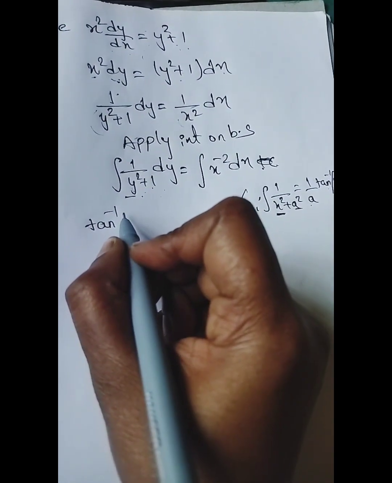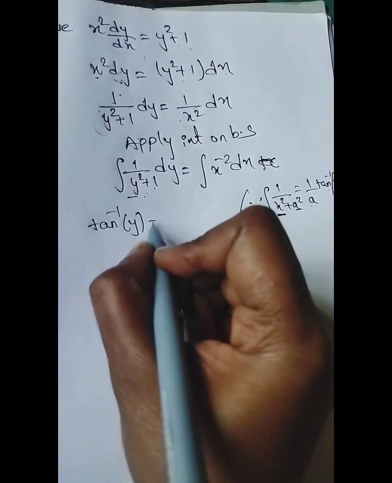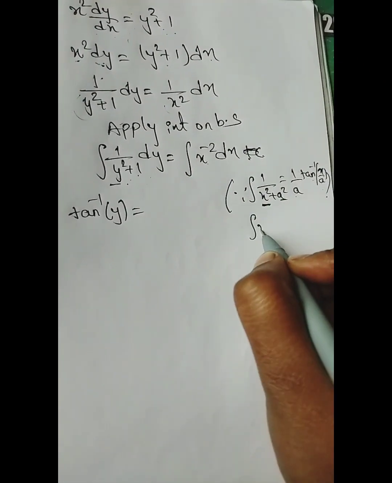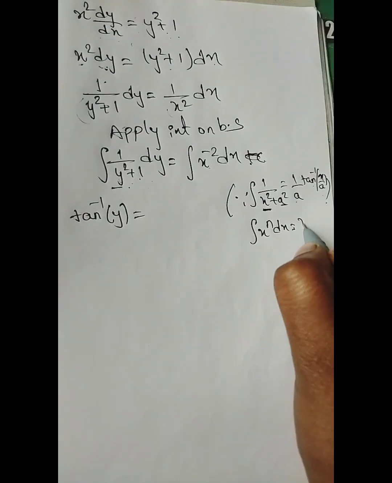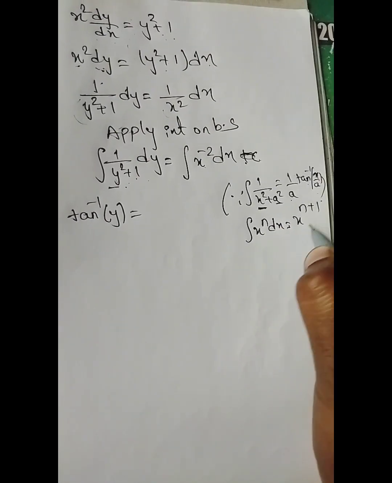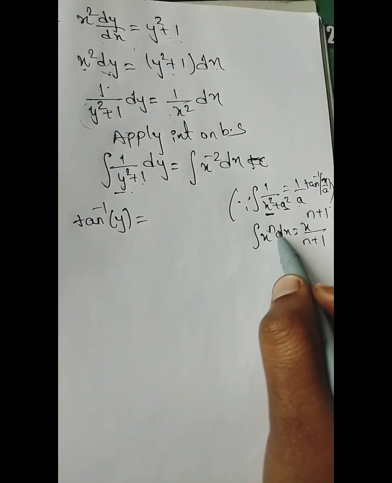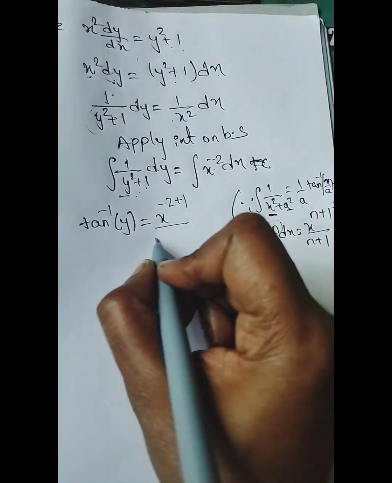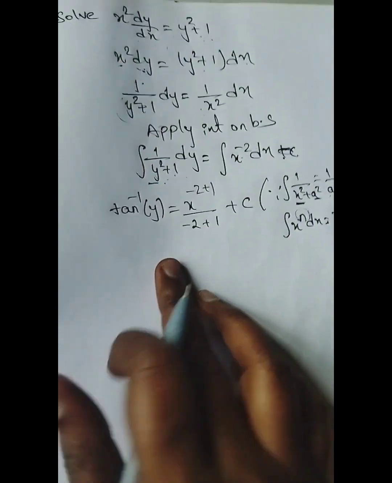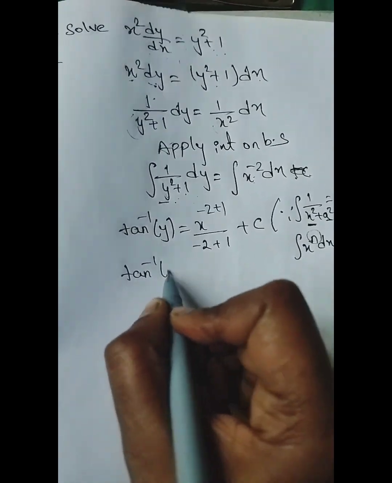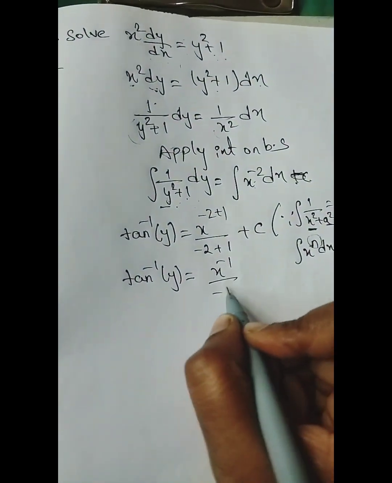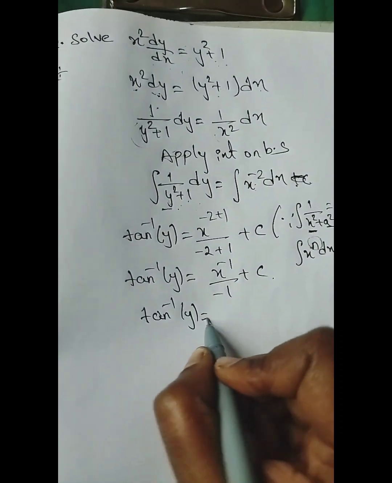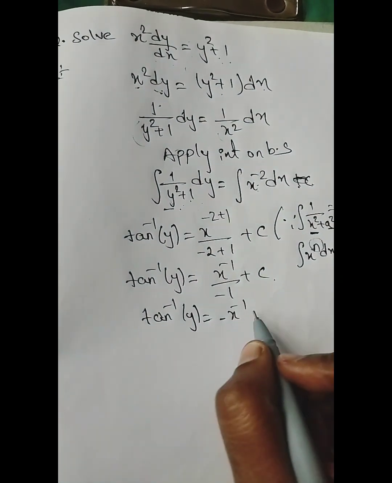I'll write directly tan inverse of y equal to integral x power minus 2 dx. So here we have a formula, integration of x power n dx equal to, this is the basic formula in integration, x power n plus 1 by n plus 1. So now in place of n what do we have? Minus 2. So I'll write like that only, x power minus 2 plus 1 divided by minus 2 plus 1 and a constant plus c. Now tan inverse of y equal to x power minus 1 by minus 1 plus c. Tan inverse of y equal to x power minus 1 into minus 1 plus c.